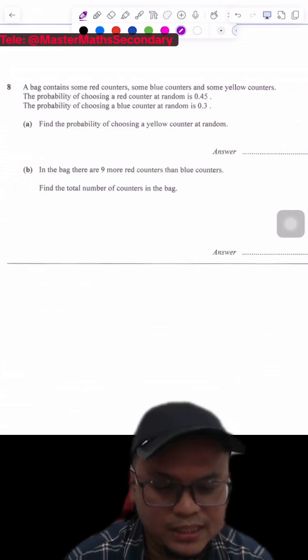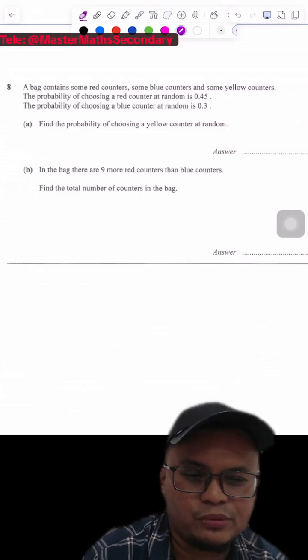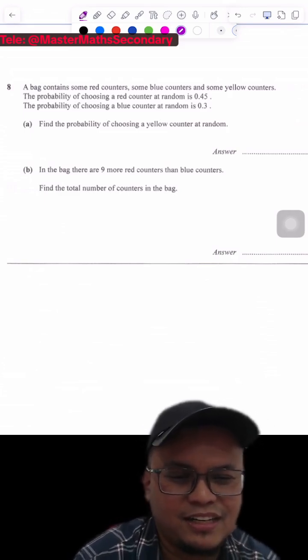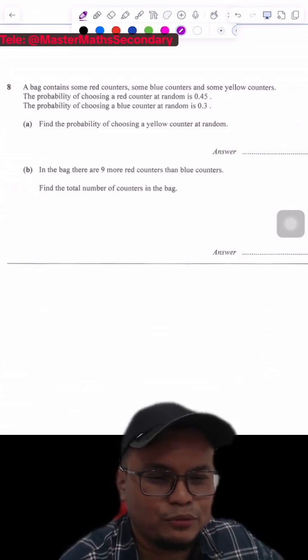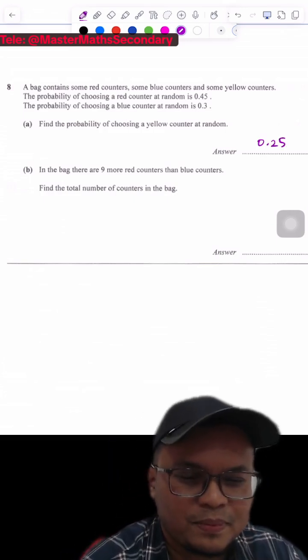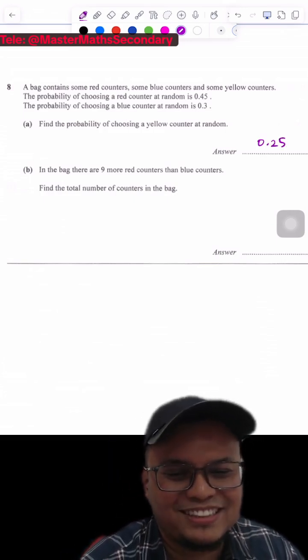I think the first part even our Sec 2 or Sec 3 students can do, because this one is still lower Sec probability. Good, you guys gave the answer 0.25. How do you all get 0.25? P5 also can do.